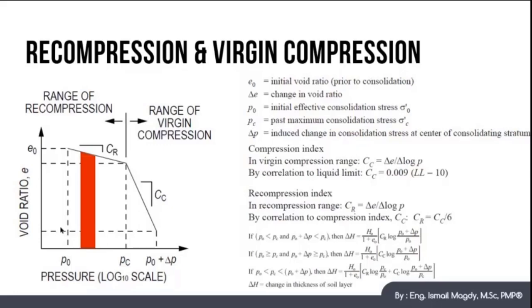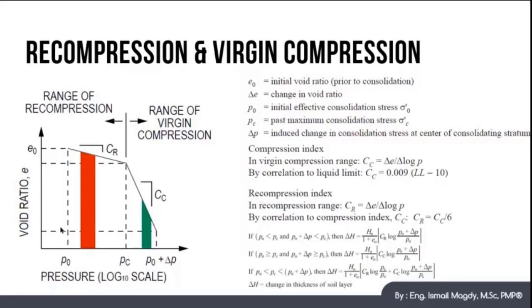Second case would be if both initial and final pressure are higher than past maximum pressure. In this case, all of the range of pressure will be here, which is inside the zone of virgin compression, and the delta H will be calculated from the following equation, which is delta H equals H naught over 1 plus e naught multiplied by Cc log of P naught plus delta P over P naught.